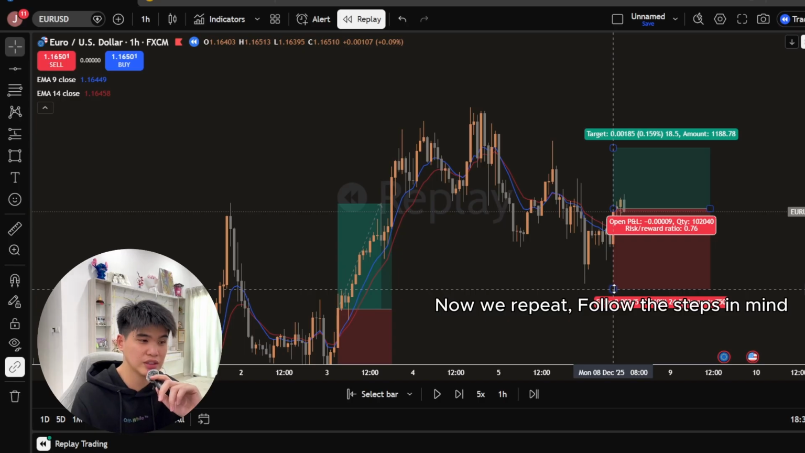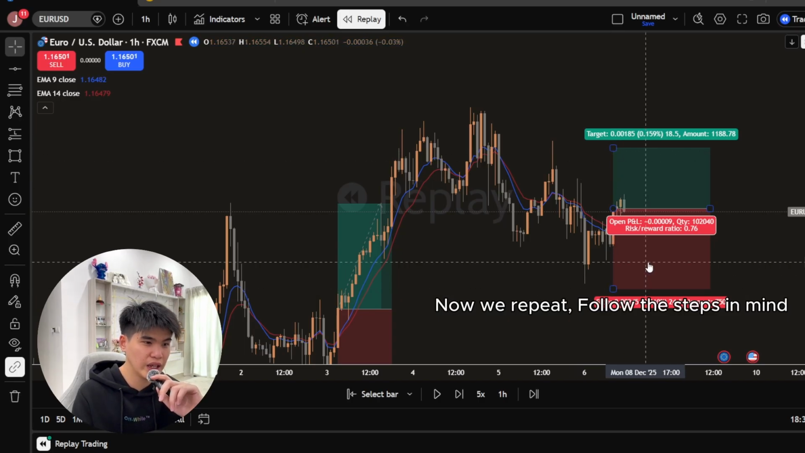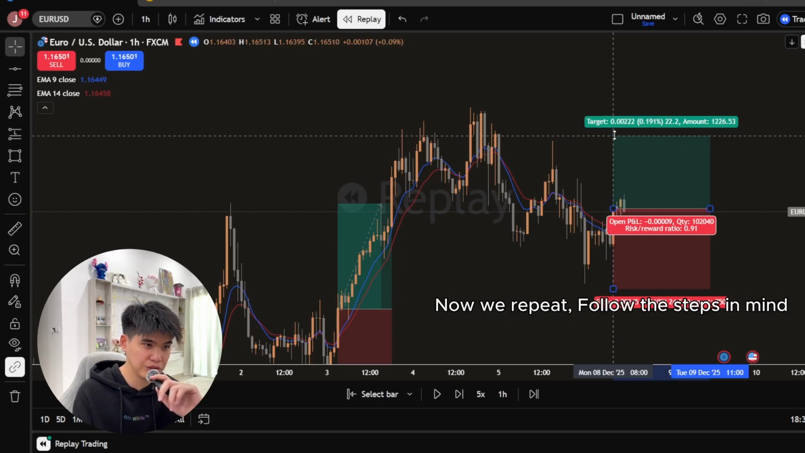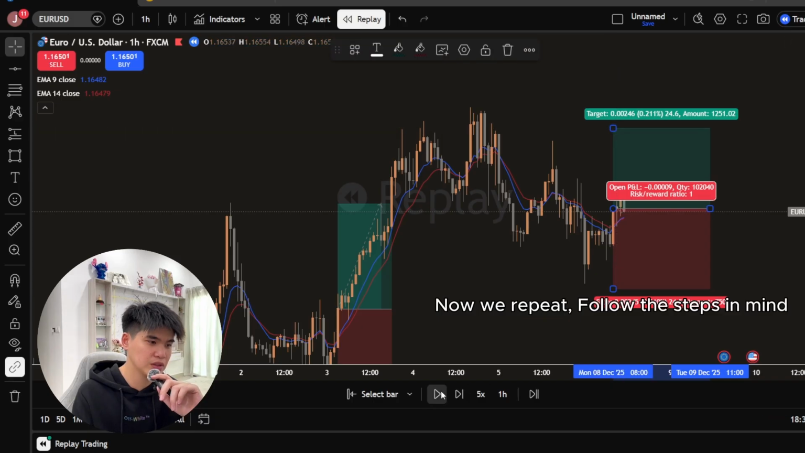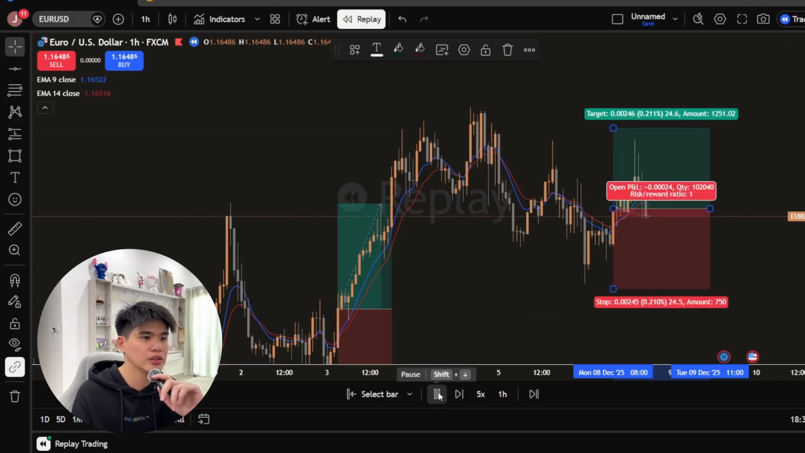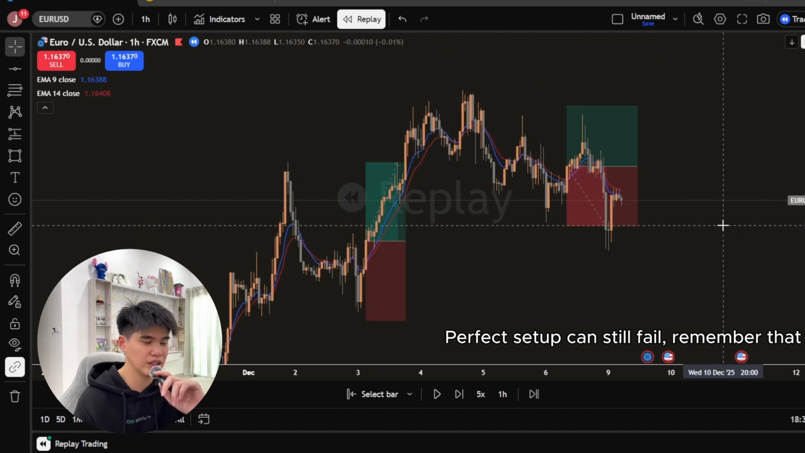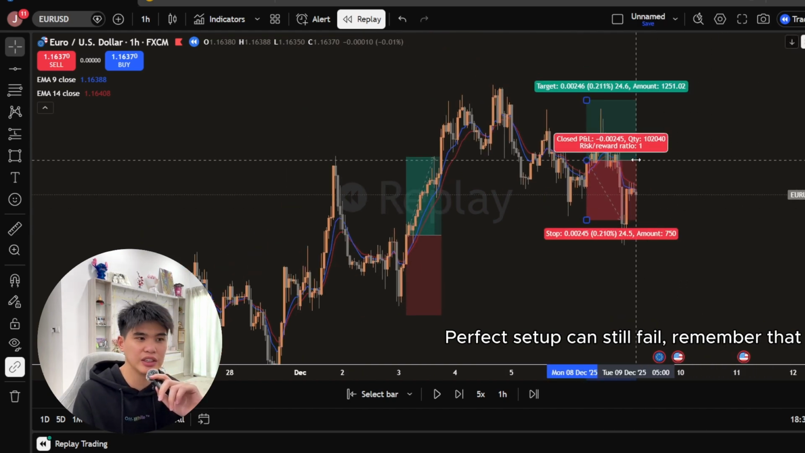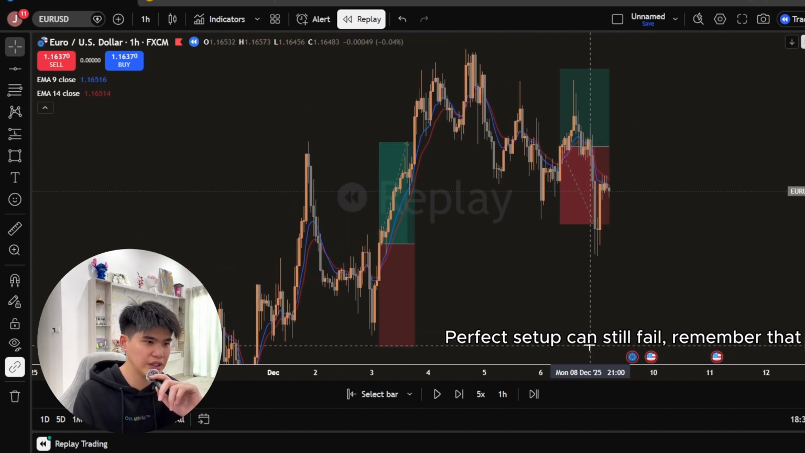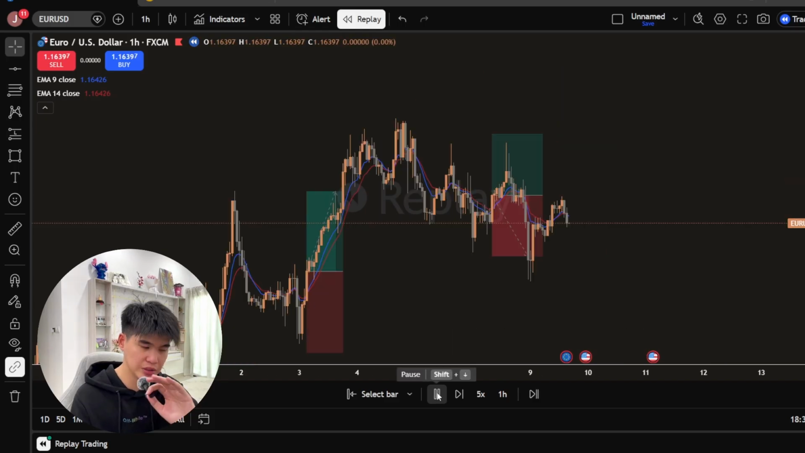Drag my stop loss slightly below my previous low, and that's about 24.5 pips, and I'm going to drag the same thing, 24 pips. Okay, and then let's just let it run. Too bad. It has broken down there. Okay, stop loss incurred, it's fine. And let's see if we can wait for another entry point.